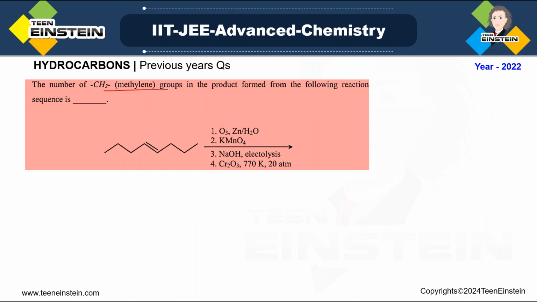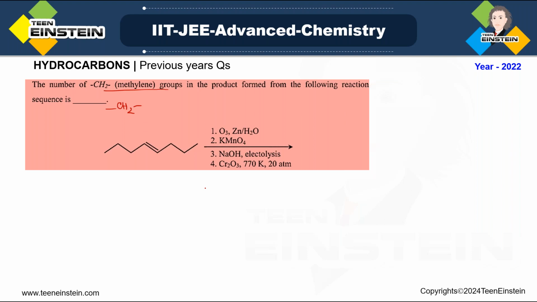Number of methylene groups. Methylene group means CH2, and on both sides there may be any substituent. Don't think it is methyl. Look at the spelling. It is methylene, CH2, not CH3. Number of CH3 groups in the product formed from the following reaction.